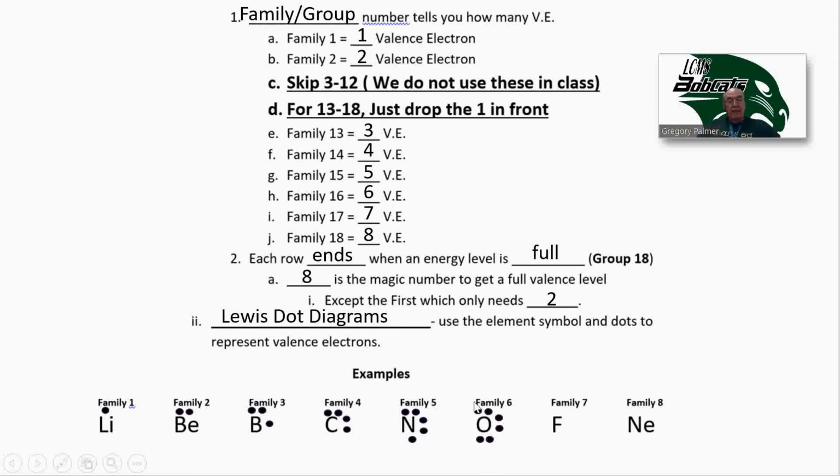Oxygen is in family 6, so it would have 6 dots around its element symbol to represent that it's in family 6 and it has 6 valence electrons. Fluorine in family 7 would have 7 dots. And we're going in pairs around the element. So there's one, and then there's a pair, and then we go here, and there's 2 pairs, and we go here. And finally, family 8 has this full outer energy level of 8. And so neon in family 8, one of the noble gases, would have 8 dots in its dot diagram.